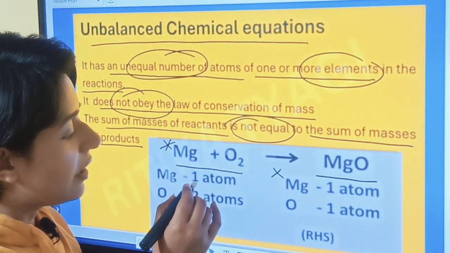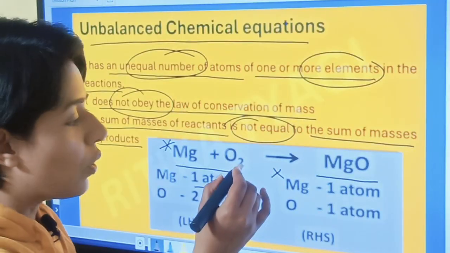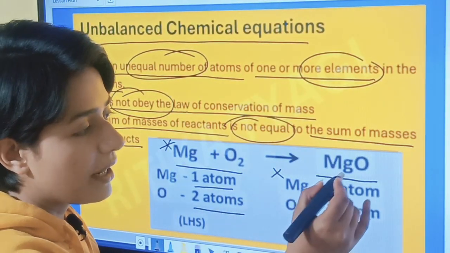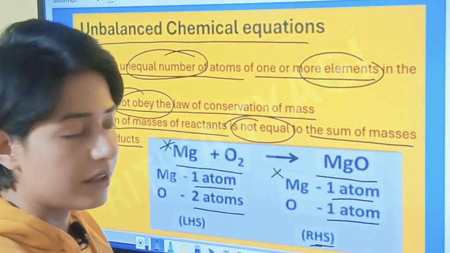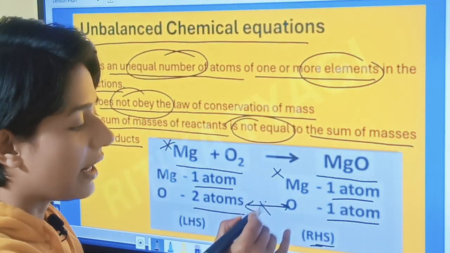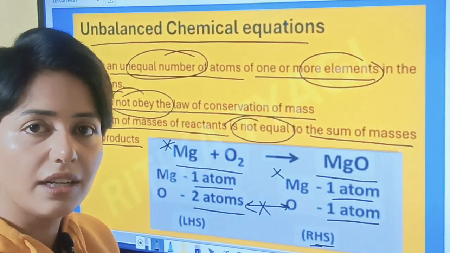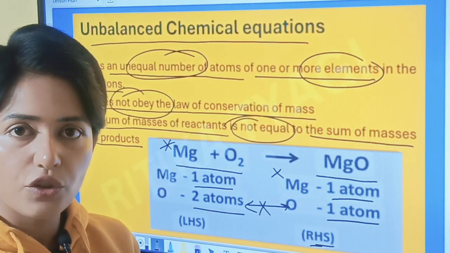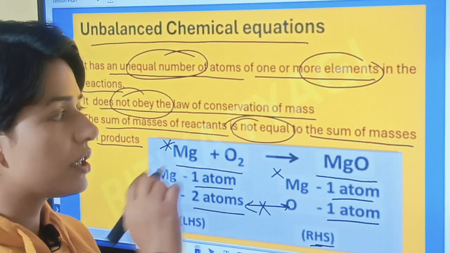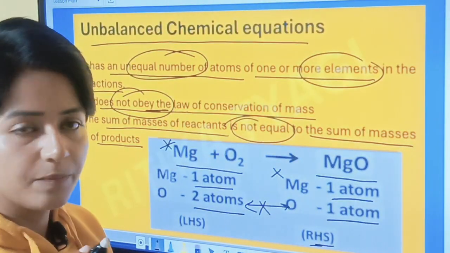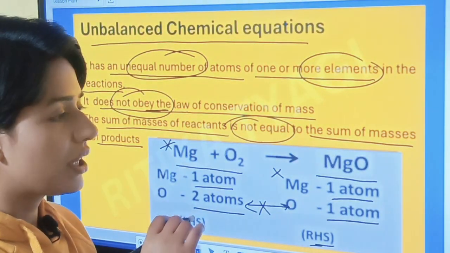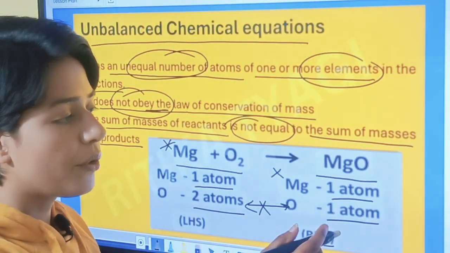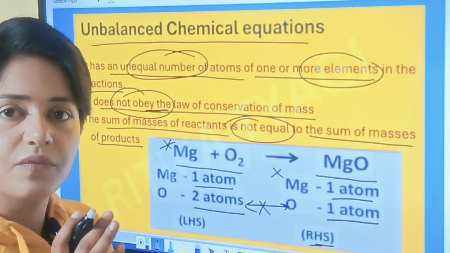So here, magnesium atom on the reactant side is 1, oxygen atoms on the reactant side are 2. On the right-hand side, that is the product side, magnesium atom is 1 whereas oxygen atom is also 1. So here the oxygen atoms are not balanced, so it is an unbalanced chemical equation. Balanced chemical equations obey the law of conservation of mass. Unbalanced chemical equations do not obey the law of conservation of mass. In balanced chemical equations, the mass of the reactants is always equal to the mass of the products. In unbalanced chemical equations, the mass of the products is never equal to the mass of the reactants.